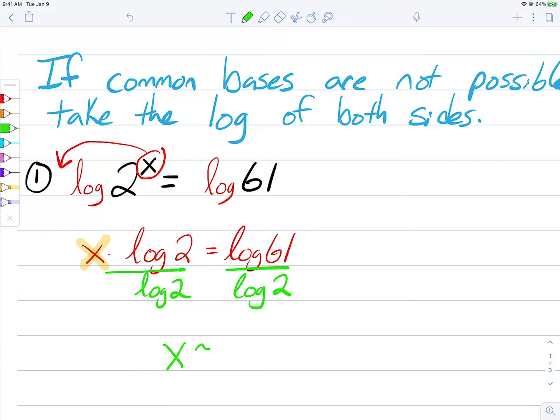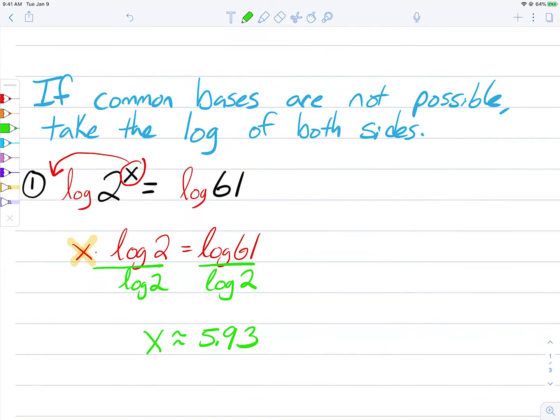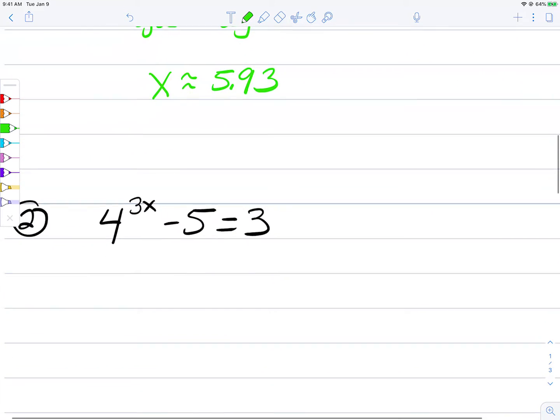I get that x is about 5.93. So x is not a whole number. This is an interesting decimal, but we were able to solve it by taking the log of both sides. Again, that exponent becoming a coefficient is what you're going to use in these problems. So let's try another one.